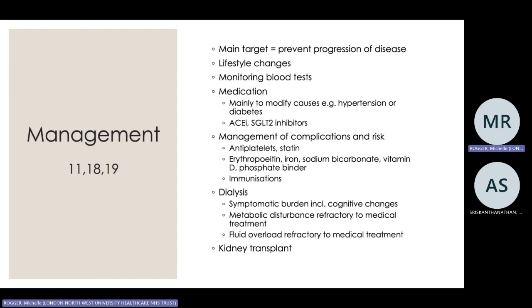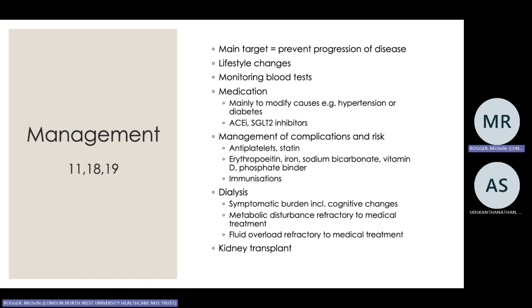ACE inhibitors are offered to all patients who have diabetes and a urine albumin creatinine ratio more than 3 milligrams per millimole. You'd offer it to patients who have hypertension plus a urine albumin creatinine ratio more than 30, and all patients who have a urinary albumin creatinine ratio more than 70 milligrams per millimole. If you start someone on ACE inhibitors, the potassium needs to be monitored very closely because there's a risk of high potassium in CKD, hyperkalemia, and ACE inhibitors itself can cause hyperkalemia. So that's just something to bear in mind.